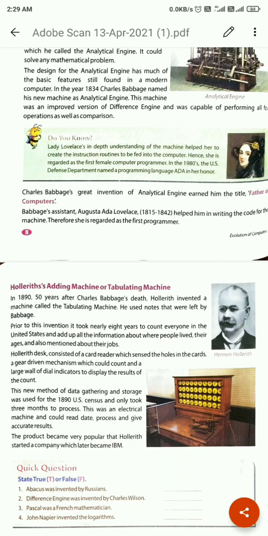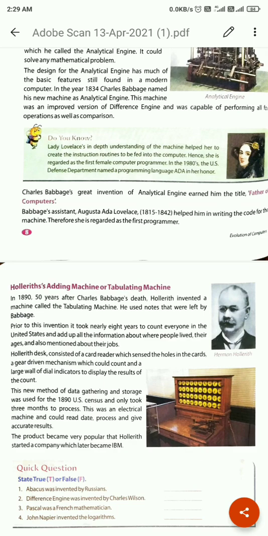Hollerith was a scientist, and he invented a machine called the tabulating machine. He used notes that were left by Babbage. For creating the tabulating machine, he used notes left by Babbage.